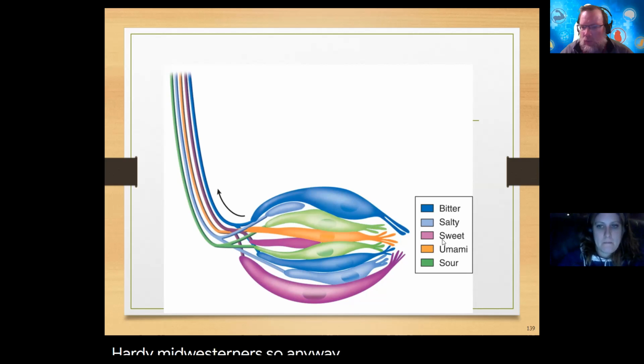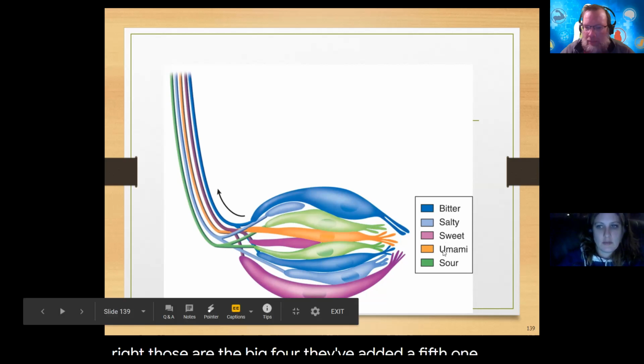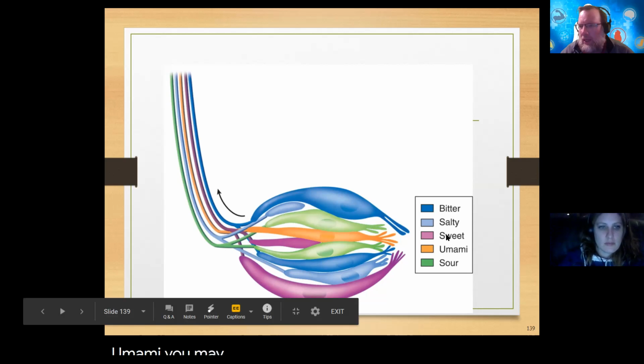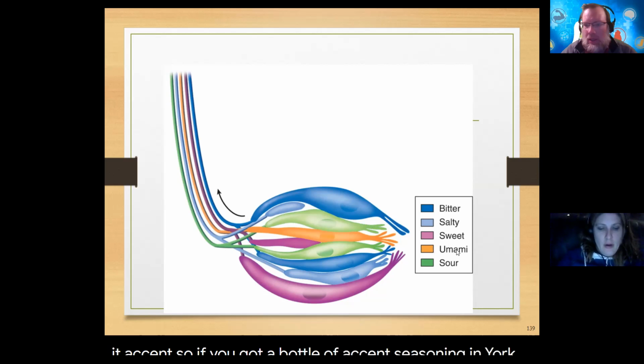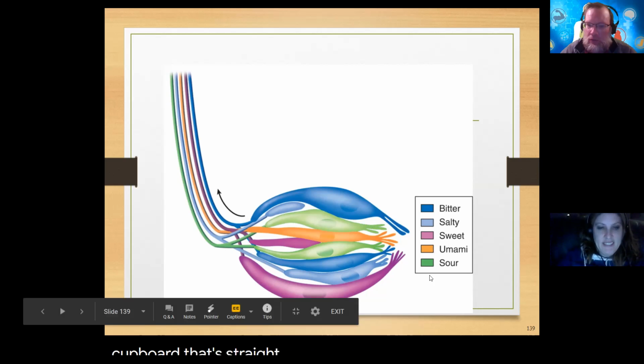Bitter, salty, sweet, and sour, right? Those are the big four. They've added a fifth one called umami. You've maybe heard of glutamates, like MSG. A lot of Asian restaurant menus will say no MSG, or we can prepare it with no MSG. That's monosodium glutamate. You can find this at the grocery store, not umami but MSG. They call it Accent. So if you've got a bottle of Accent seasoning in your cupboard, that's straight MSG, monosodium glutamate.